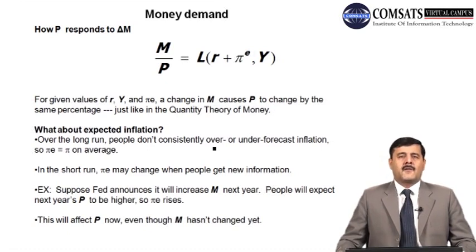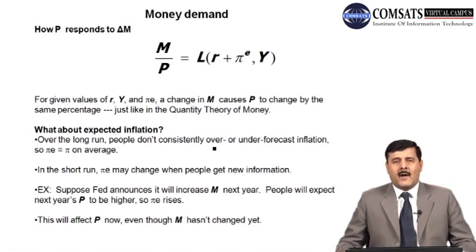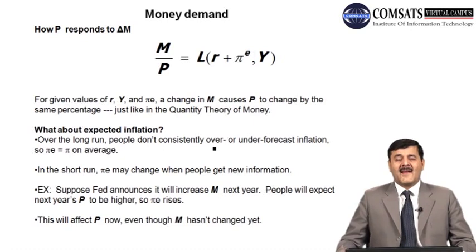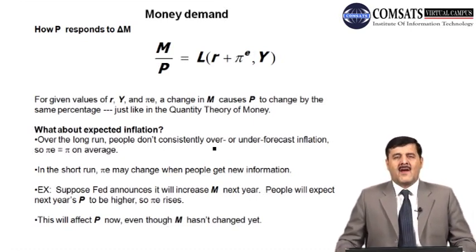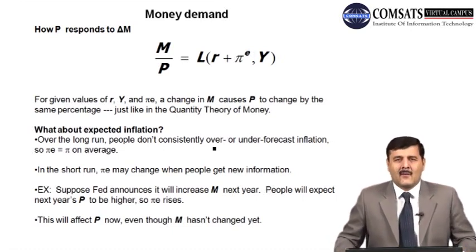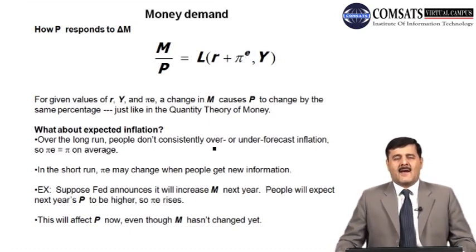As we know, there are two sorts of inflation. What about expected inflation, and what will happen to expected inflation in the long run? Over the long run, people do not consistently over- or under-forecast inflation. So we can say that expected inflation pi e would be equal to pi, the actual inflation in the economy, in the long run. हम ये कह सकते हैं कि long run में लोग consistently over or under forecast inflation नहीं कर सकते, और हम conclude कर सकते हैं कि long run में जो expected inflation है वो actual inflation के बराबर होता है. The difference between pi e and pi is only in the short run.